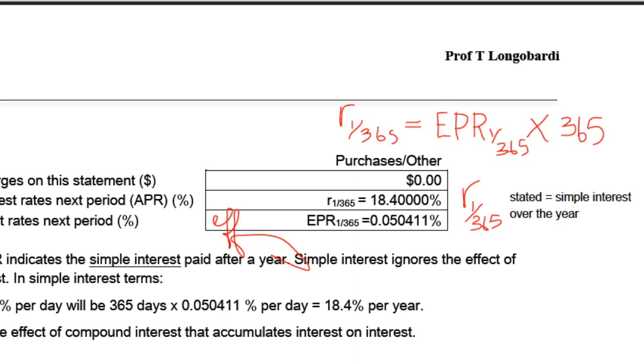This is the effective rate. Our time value of money formulas only take effective rates. It's called the effective period rate. Any questions? So that's the rate you pay on every dollar outstanding. If a balance accumulates, it's going to accumulate every day at that rate.